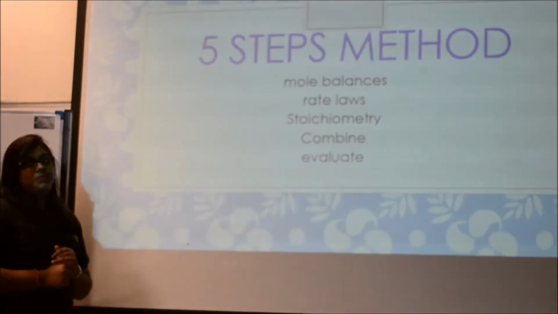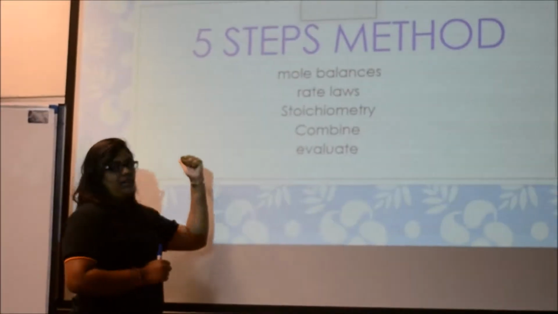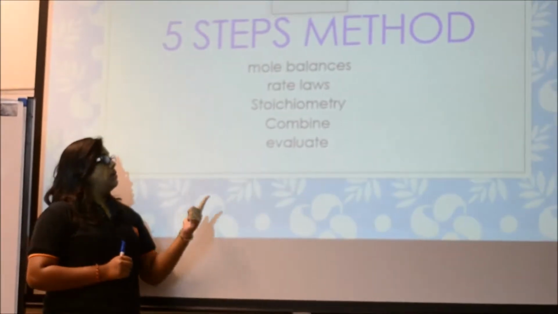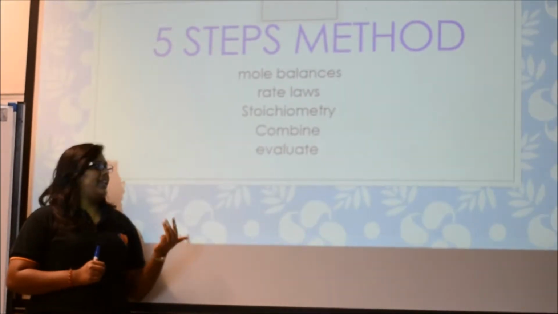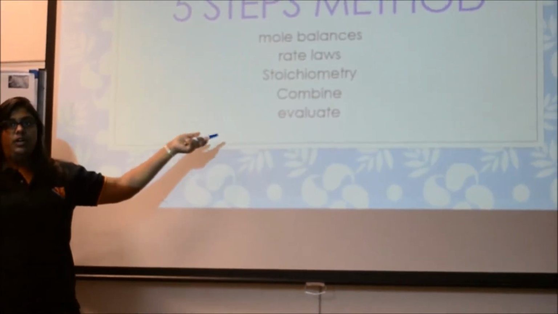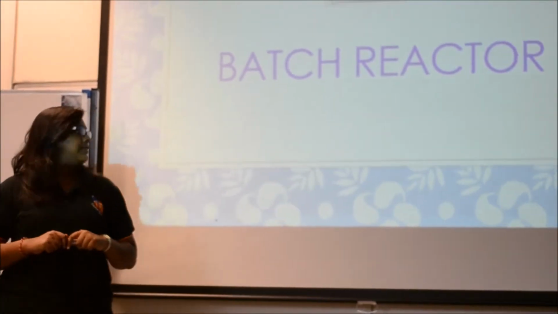There are 5 steps method in this very chapter. The first step is you must calculate the mole balances of each design. Next, you calculate their rate laws. Third, you calculate their stoichiometries. And fourth, you combine, and lastly, you evaluate them. This method is your mantra. You better get them. Let's look into a batch reactor.